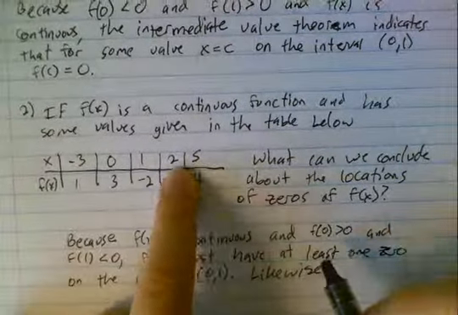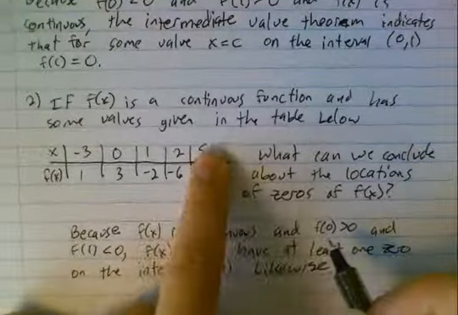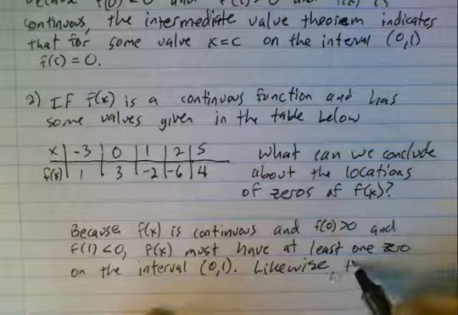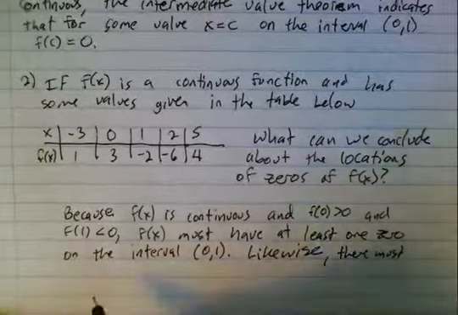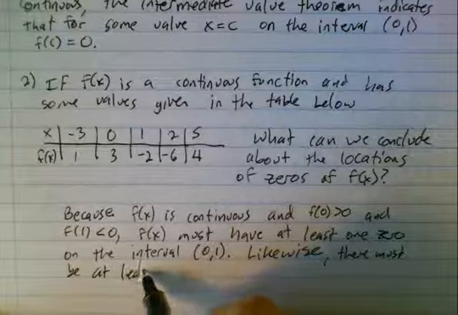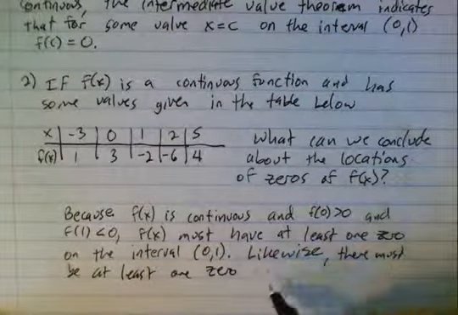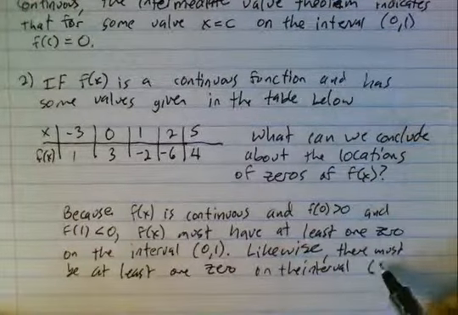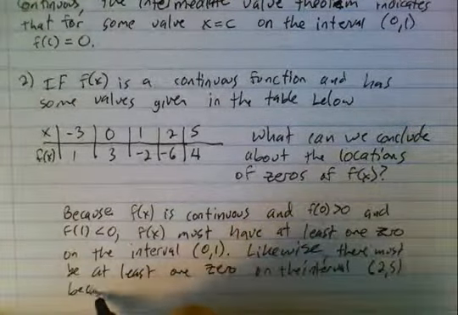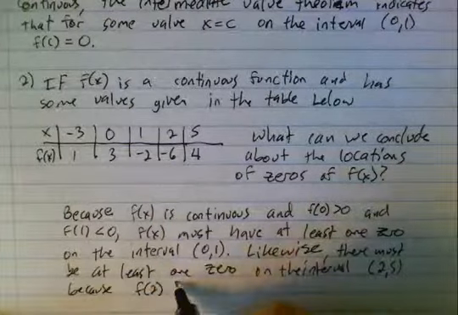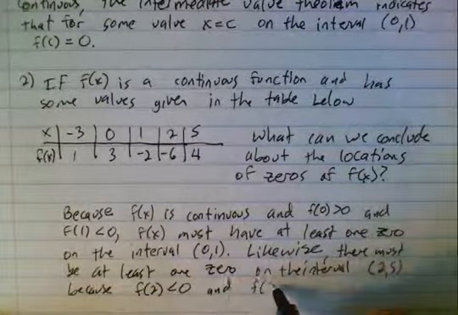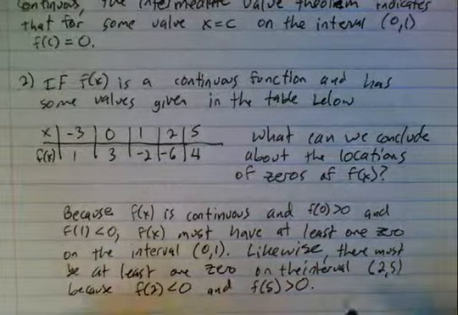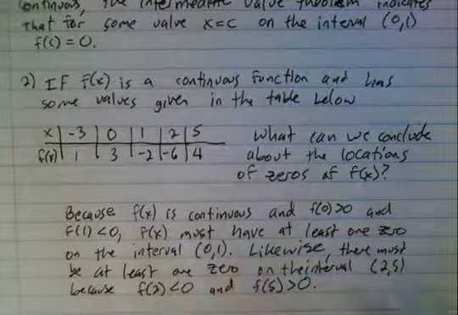Likewise, notice that when x equals 2, f of x is negative. When x equals 5, f of x is positive. So we've got a similar situation there. There must be at least one 0 on the interval 2, 5, because f of 2 is less than 0 and f of 5 is greater than 0. There may be additional zeros, but these ones we have to have.